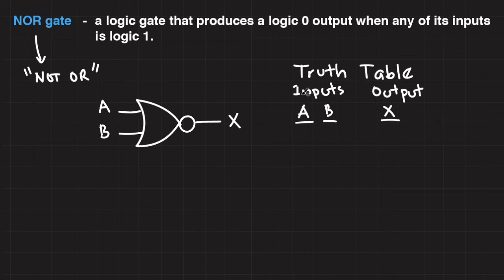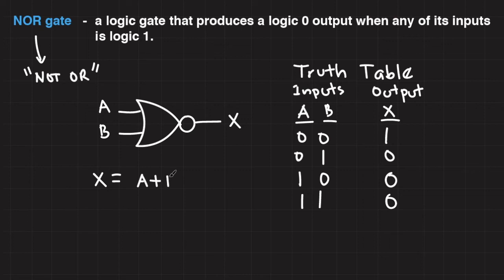When both inputs are logic 0, based on the above definition, the output is 1. If A is logic 0 while B is logic 1, then this time the output is logic 0. If A is logic 1 and B is logic 0, then the output is logic 0, again based on the definition above. And finally, when both inputs are logic 1, the output is still logic 0. The operation of a NOR gate can be represented by the equation X is equal to A or B, then you complement the result.